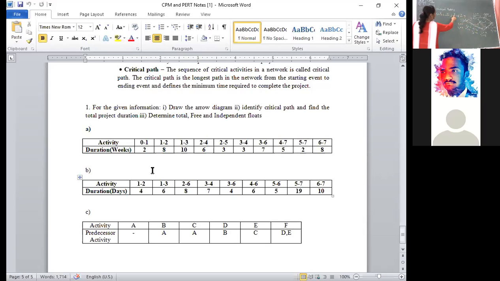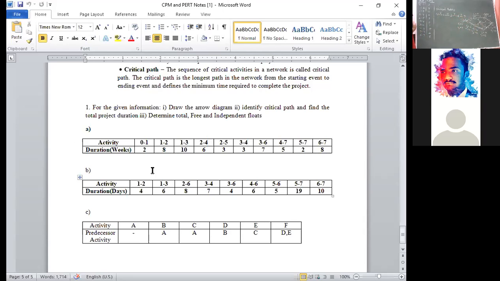10 plus 2, 12, 12 plus 7 plus 8. Finally, you are going to get 27. There you have to write total project duration is 27 weeks. That is given in terms of weeks.